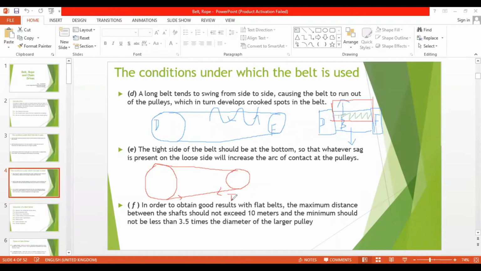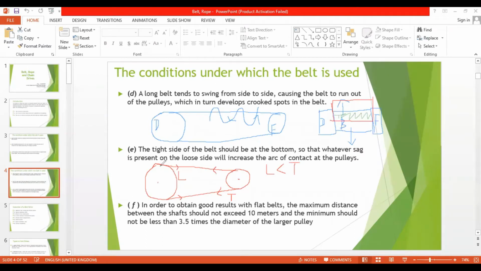So this side should be in tension. The tight side of the belt should be at the bottom, and this side would be the loose side. This may be loose compared to this. If I put it in the equation, the tension T_L is lower than T. So the bottom would be in high tension, and the top belt would be on low tension.